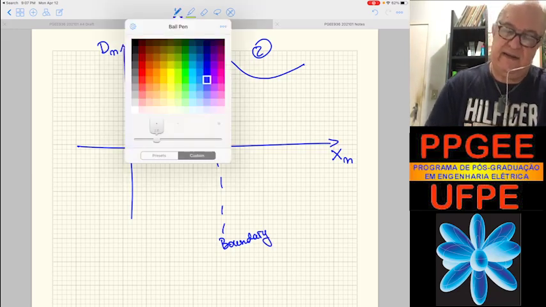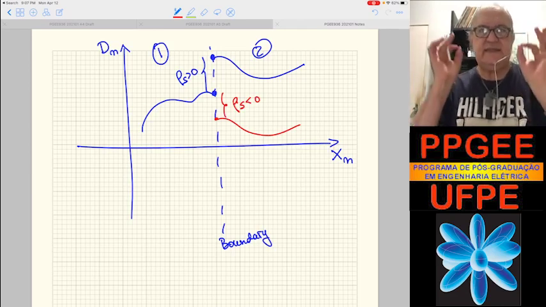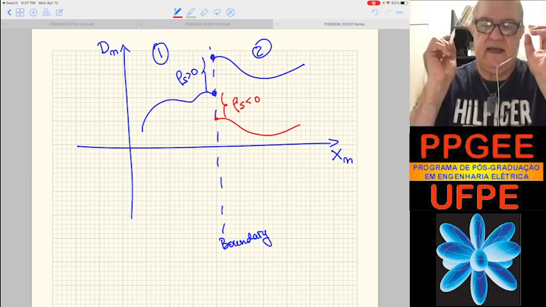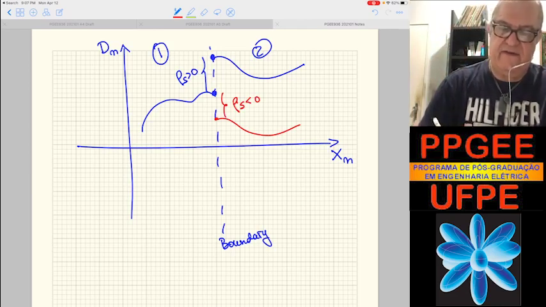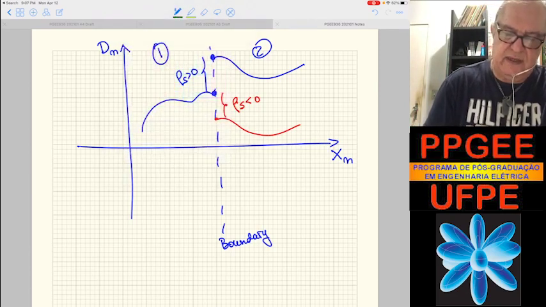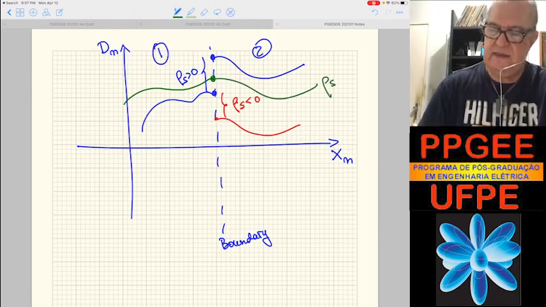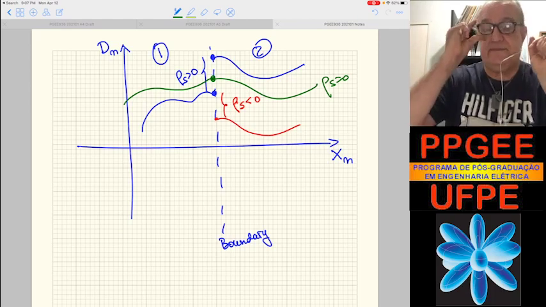Otherwise, you can have another case. If rho s is negative, your function would be something like this. So you have a drop. That's when rho s is less than 0. So there's a discontinuity. The third case is when rho s equals 0, then we have something like this. The normal component is continuous. That's rho s equals 0.